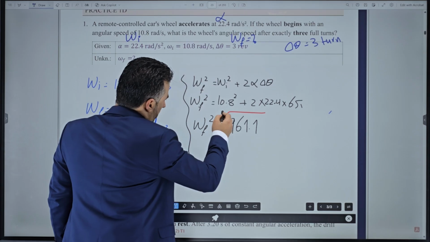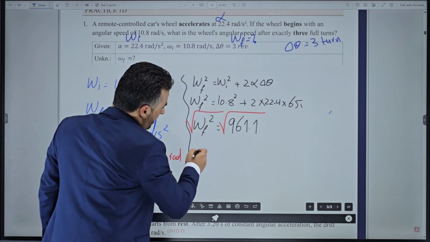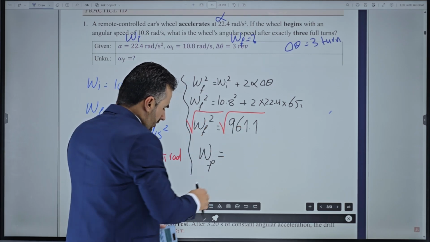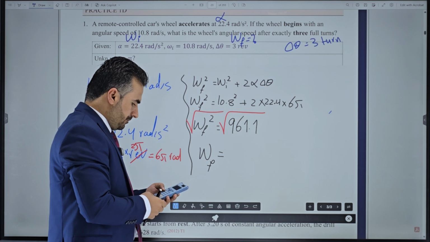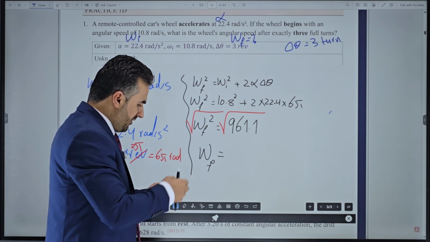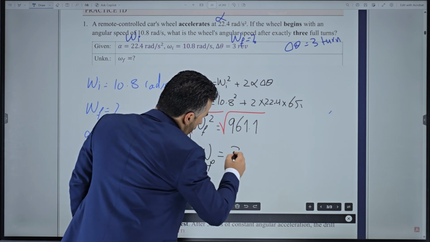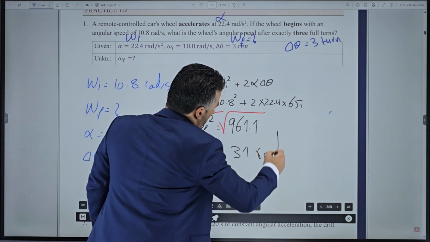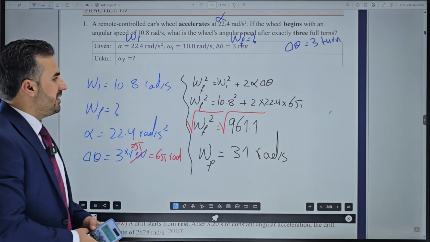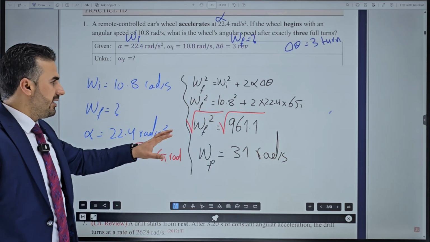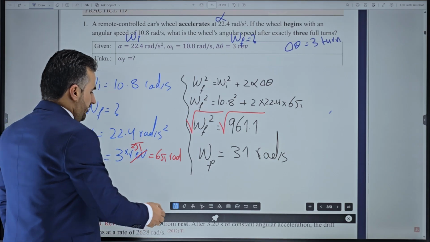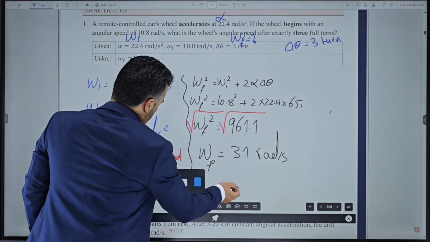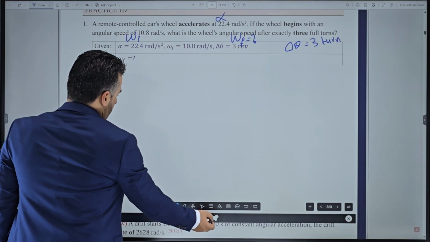So we'll take the radical for both sides here. Now we can say omega final is the radical of 900 of this. Let's just use the radical of the answer. That is going to be 31 radian per second. This is how easily you can find omega final. Pretty easy. If you just follow what is given and what is unknown, then of course it becomes very easy.